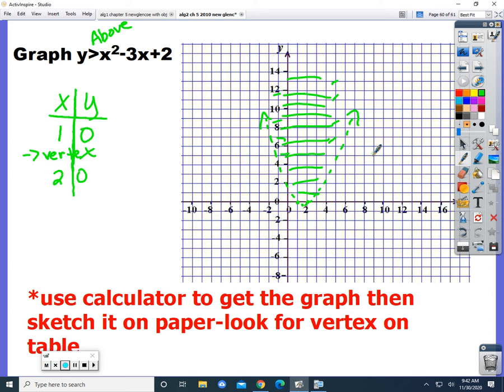Be sure to use your calculator a lot to just get a good idea of where this looks on the grid, and then go put it on there. But pay attention for solid or dash, and above and below. Remember, above is greater than, and if it's less than, you shade below. Now, if it was equal to, use the solid line. So remember all those little details about graphing inequalities.